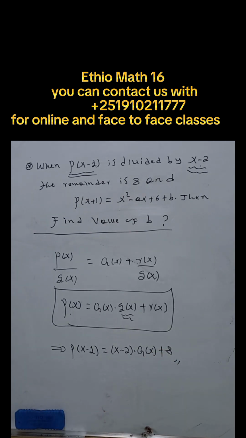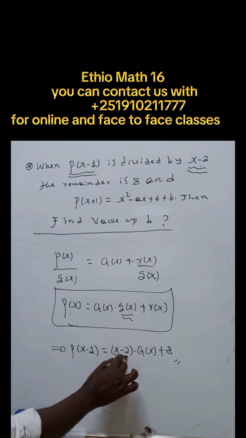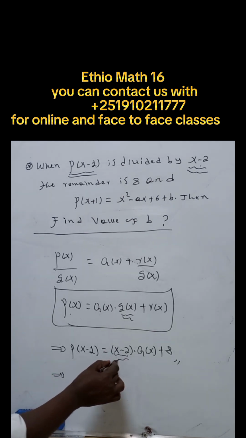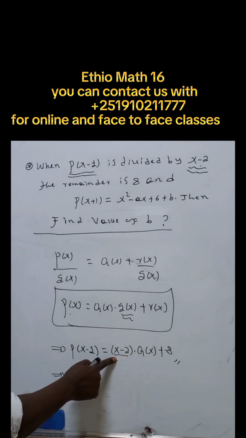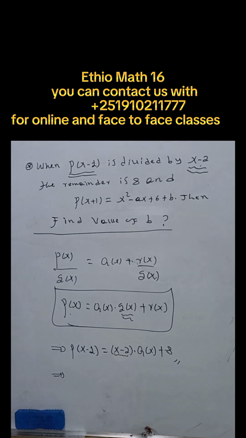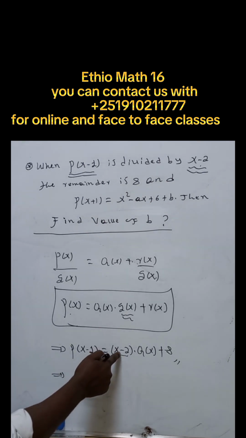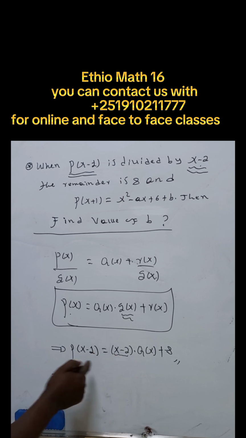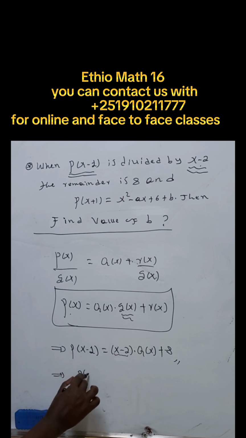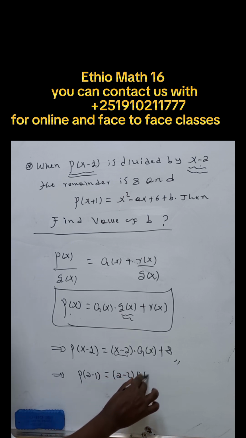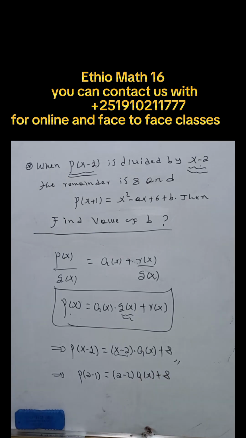We have this relation. So once you have this relation, what are you going to have, for example, if x is 2? If you directly plug in the zero of the divisor, what is the zero of the divisor? The zero of the divisor means the value of x that makes this linear polynomial 0. When you find the zero for this, it is 2. So when you plug 2 here, this will be p of 2 minus 1 equals 2 minus 2 times q of x plus 8. So this is the result.